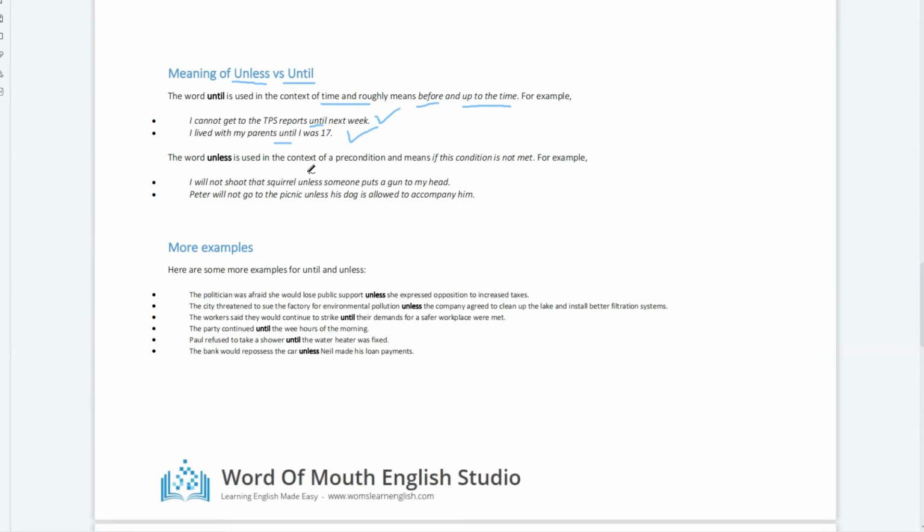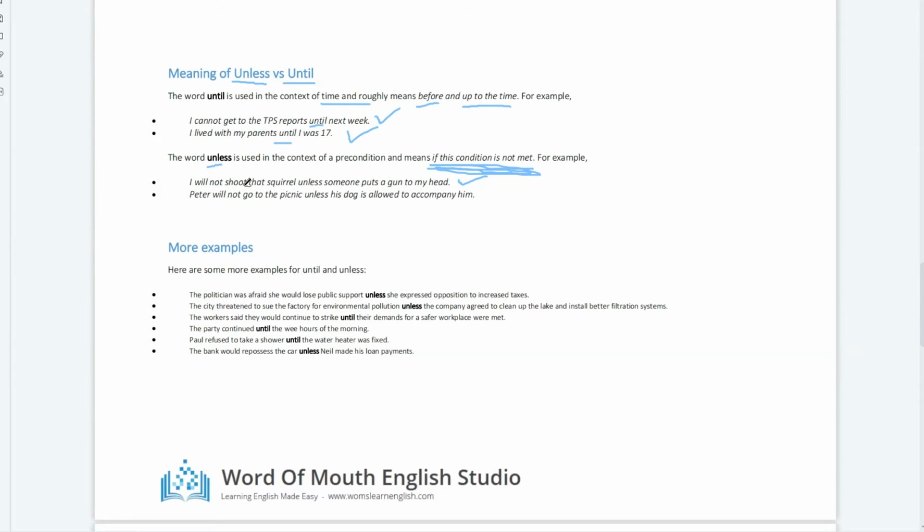The word unless, on the other hand, is used in the context of a precondition and means if this condition is not met. And let's just highlight that expression, let's underline it. Here are some examples of how unless is used now. I will not shoot that squirrel unless someone puts a gun to my head. If you were an animal lover, then you'd be likely to say something of the sort.